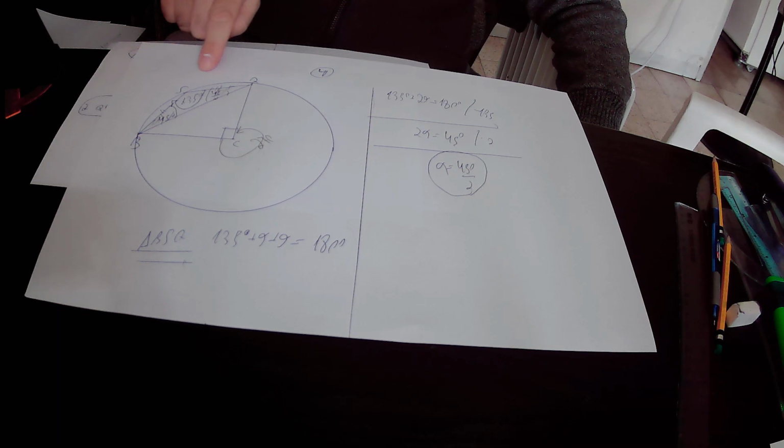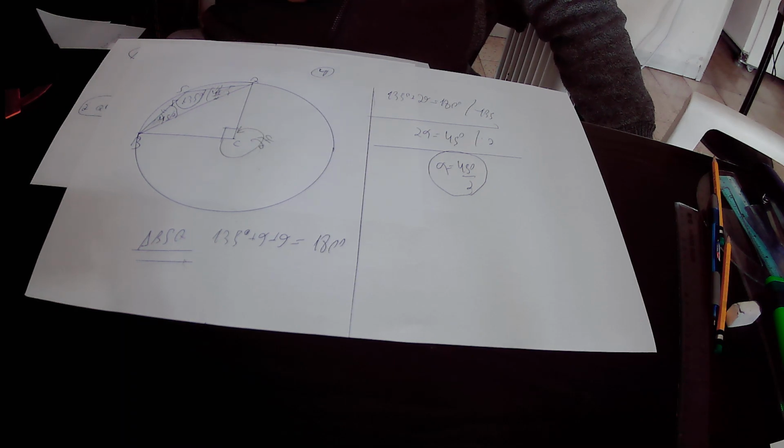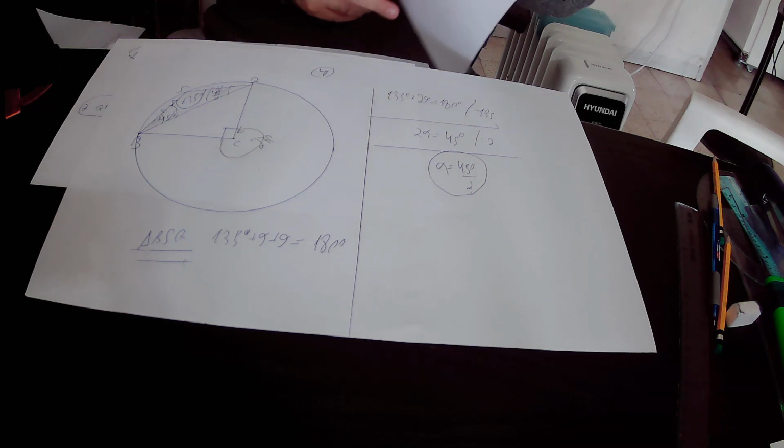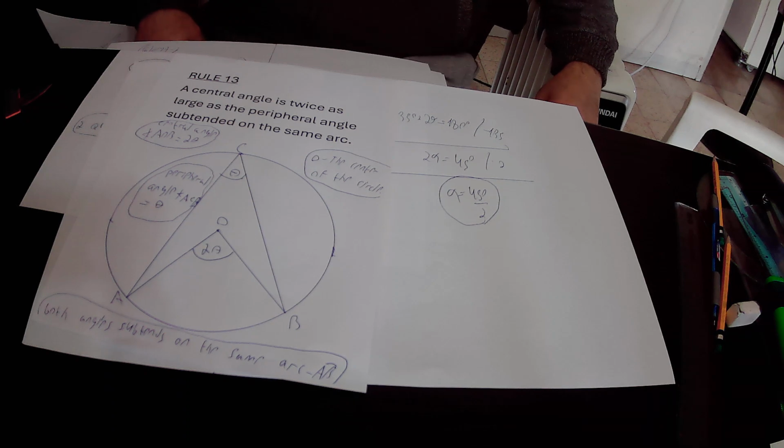Again, we found out that QS equals SB, above the radii of the previous circle, is equal to R. Okay, then we have this again is equal to 90 degrees because QCB is a quarter circle, and we have here rule number 13. According to rule number 13, a central angle is twice as large as the peripheral angle subtended on the same arc.